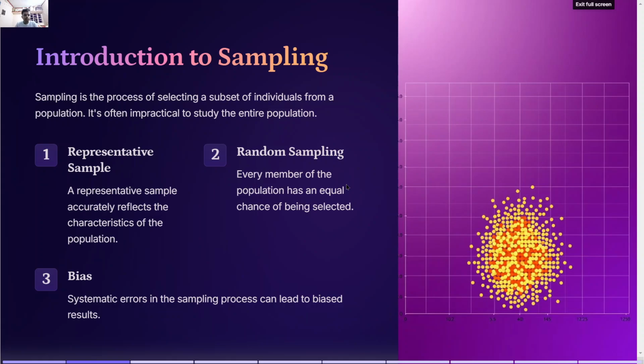Representative sample. A representative sample accurately reflects the characteristics of the population. Random sampling. Every member of the population has an equal chance of being selected. And bias. Systematic errors in the sampling process can lead to biased results.